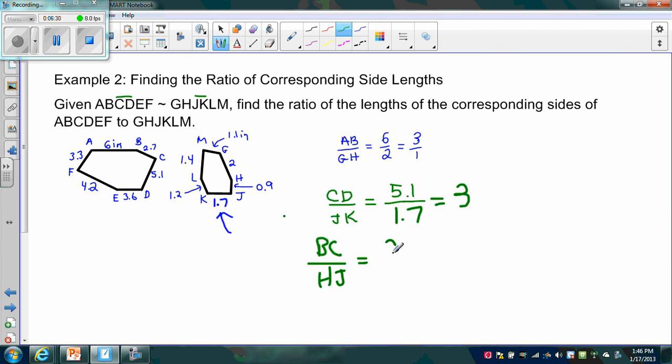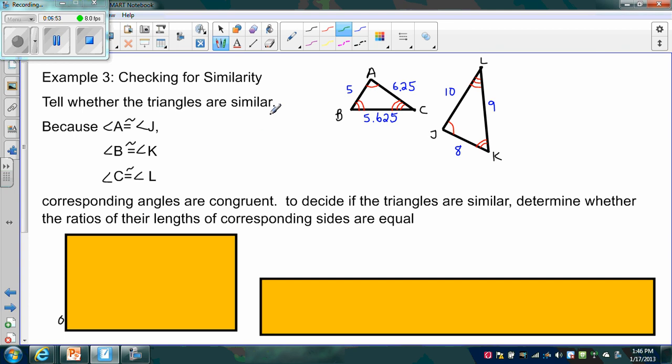So BC is 2.7 divided by 0.9, which also equals 3 to 1. So we can see no matter what side you pick, because they're similar, you're going to be able to use this ratio to find the length of any side. So if I hadn't given you one of the sides, you would have been able to figure it out. That leads us to our next problem.